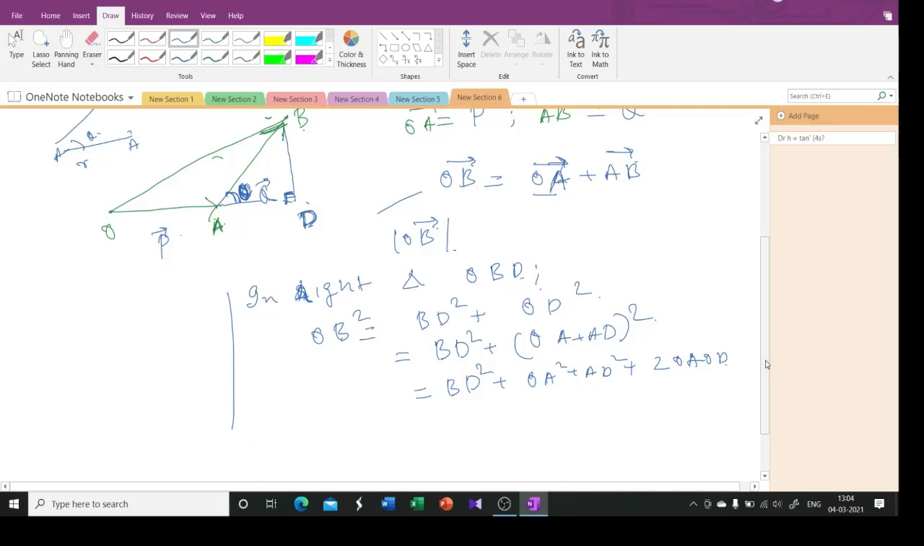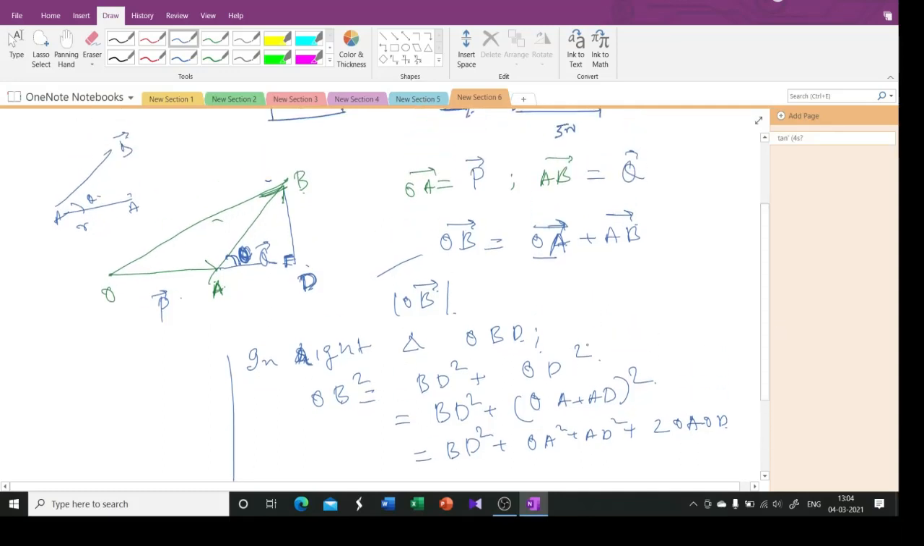Now you see, in triangle ABD, isn't AD square plus BD square equal to AB square?